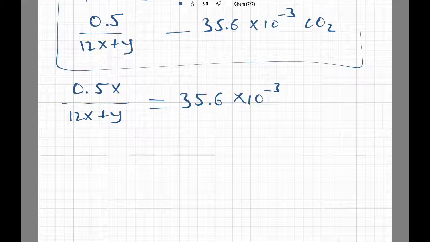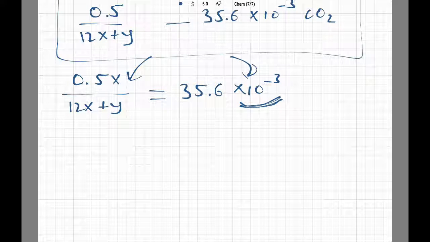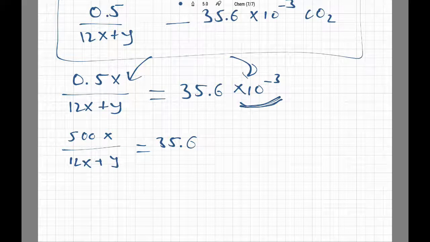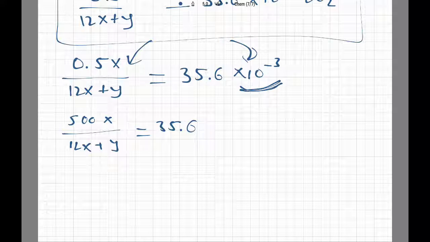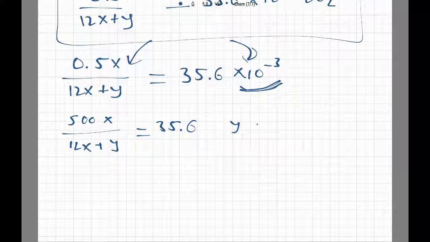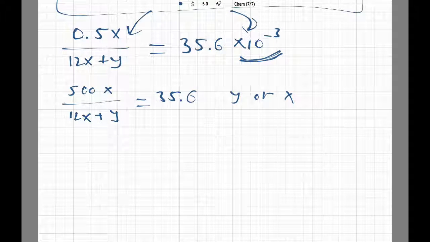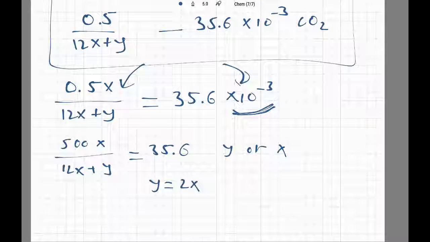To solve for X in here, there's a good shortcut. We could just multiply this side by 1,000 and this side by 1,000, because we want to get rid of this 10 to the negative 3 part of it. When I do so, we get 500x divided by 12x plus y equals 35.6. Hopefully you remember math from this point on. All you need to do is isolate y or x, whichever you feel comfortable with. And when I did it, I got y equals 2x. That's all I got.